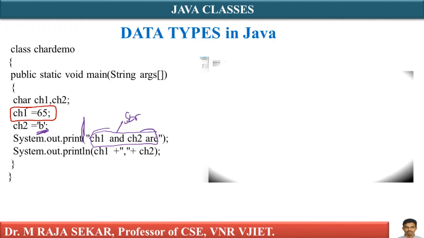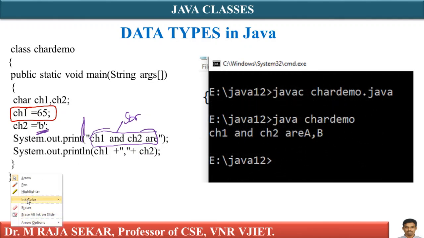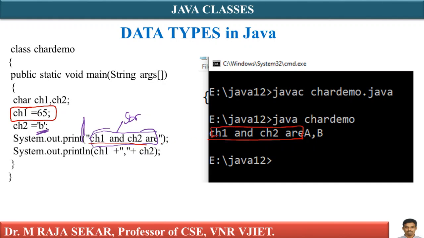Let me show the output so that we can understand. Let me change the color. If you observe carefully, what output are we getting? ch1 and ch2 are. Since I am not using println, just print, after printing that message it cannot add a new line. That's why your cursor is still here only. If I kept println, your cursor would be on the next line, and capital A comma B would come there, isn't it? Anyway, we discussed that.